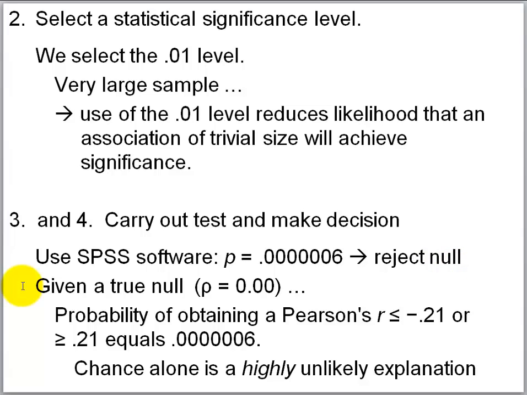Now, interpreting our results a little bit differently: given a true null, in other words, if the population correlation is 0, the probability of obtaining a Pearson's r that is less than minus 0.21 or greater than 0.21 is 0.000006. So these are the results that are as extreme as our result or even more extreme. So in sum, we reject the null.